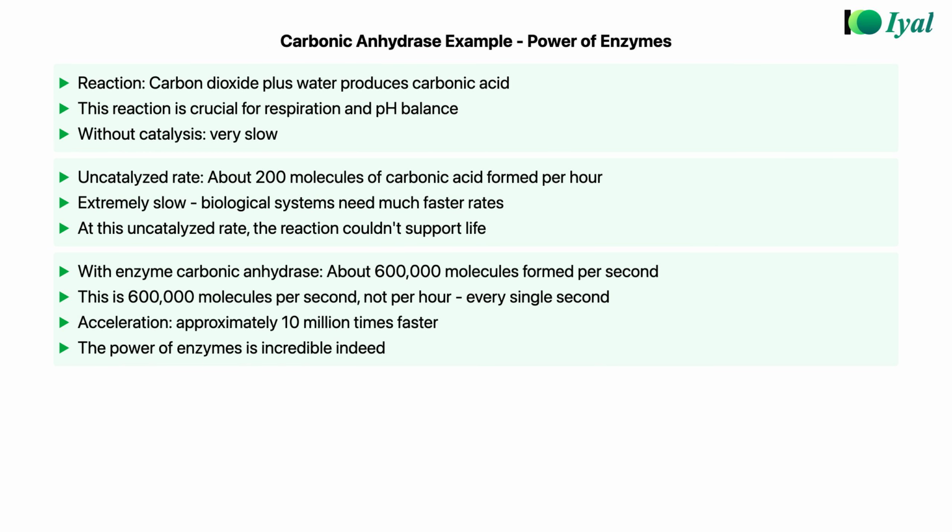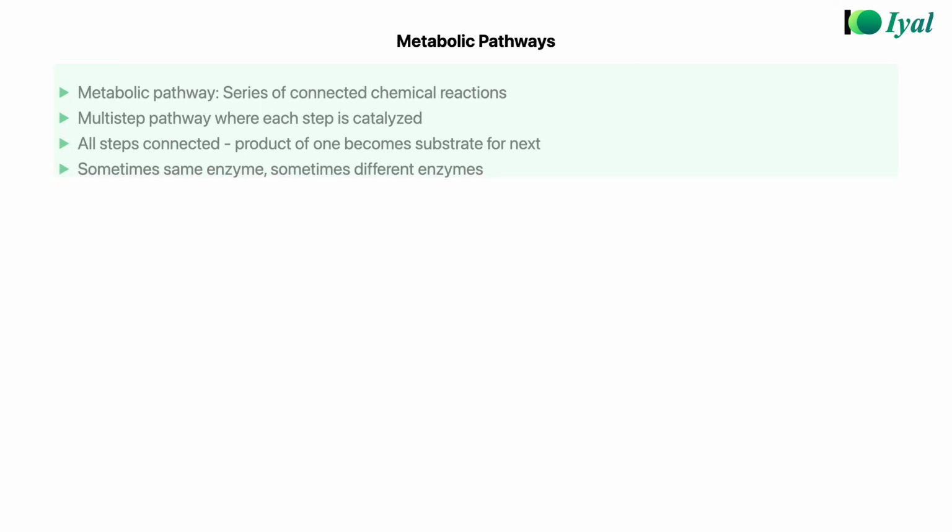Now, your cells have an enzyme called carbonic anhydrase. When this enzyme is present, the rate skyrockets to about 600,000 molecules of carbonic acid formed every single second. Not per hour, per second. That's an acceleration of roughly 10 million times. The power of enzymes is absolutely incredible. That's the difference between life and death.